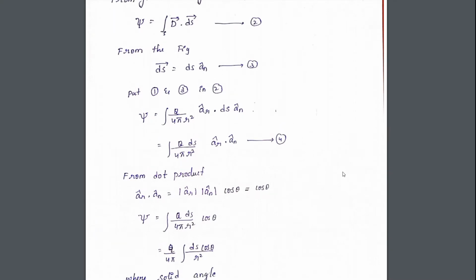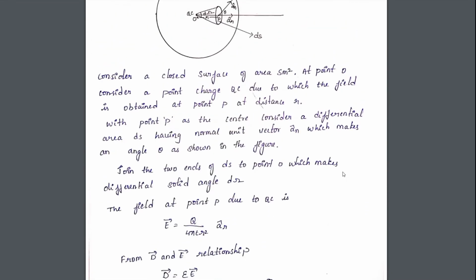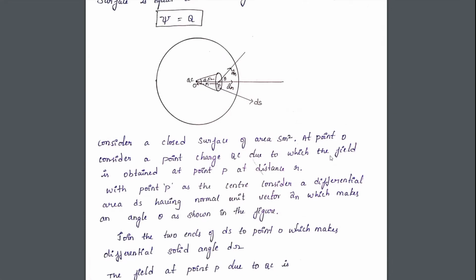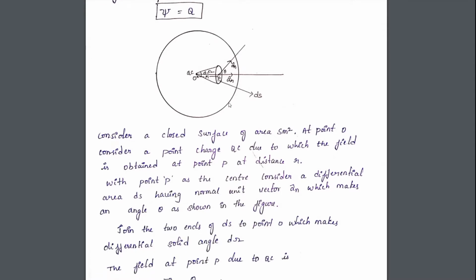That is the differential solid angle of this ds. Join this ds, then what are these vectors shown in the figure? The electric field vector is at point P, which you are calculating now. That unit vector is AR, and the ds area has unit vector AN, shown above. So AR is the unit vector for the field and AN is the unit vector for the area ds. Between these two vectors, we are framing an angle that is taken as theta.